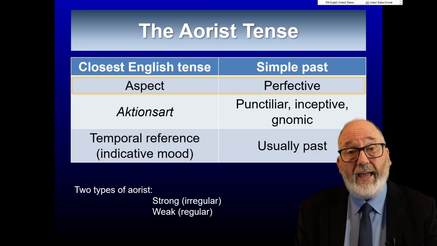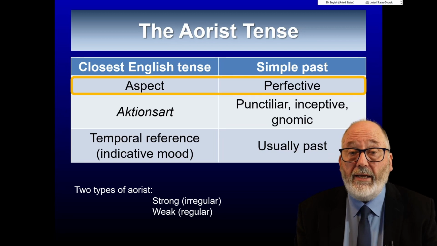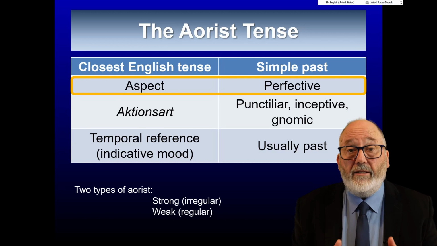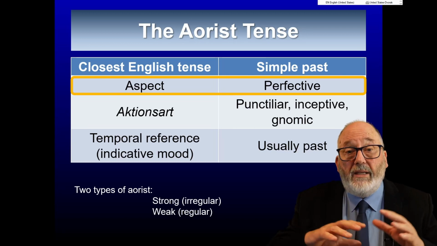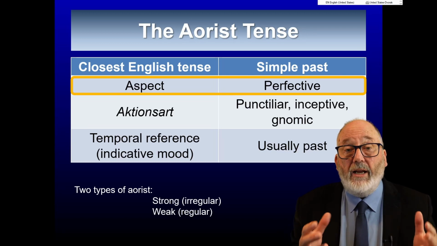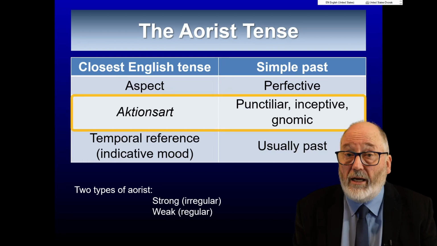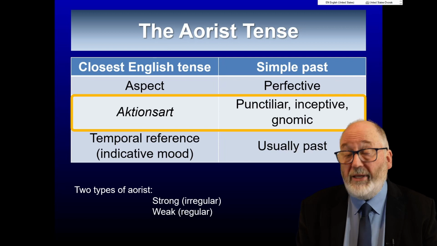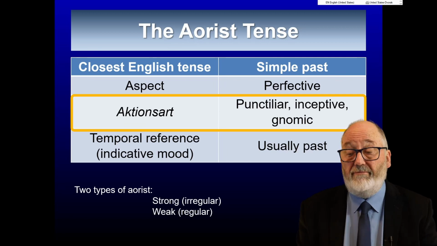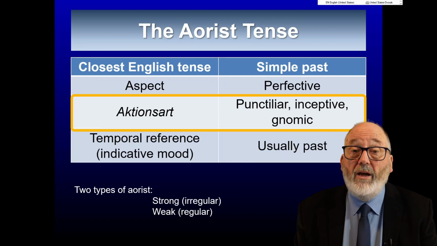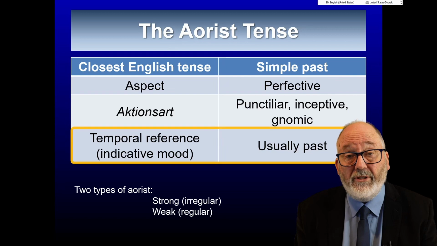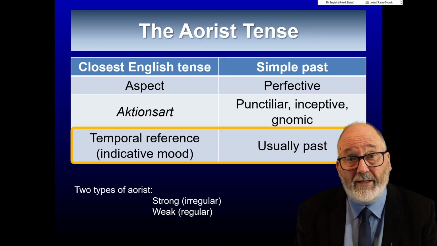If we look at the aspect of the aorist tense, it has a perfective aspect. And this means that the verb looks at the complete action, the action as a whole. As regards the type of action that is inherent in the aorist tense, it can be punctiliar, inceptive, the beginning of something, or the aorist tense can be used in proverbs and other gnomic sayings. The temporal reference is usually to the past tense.